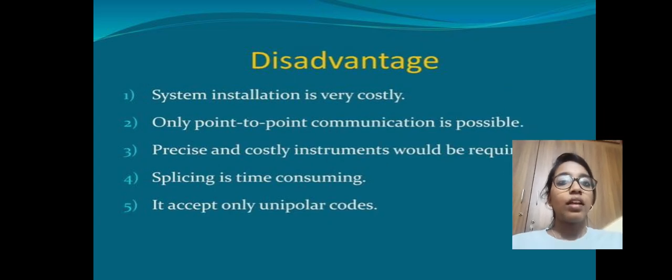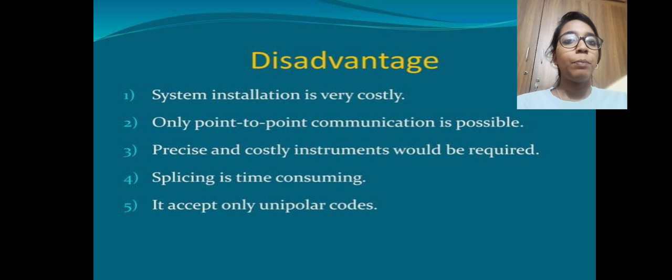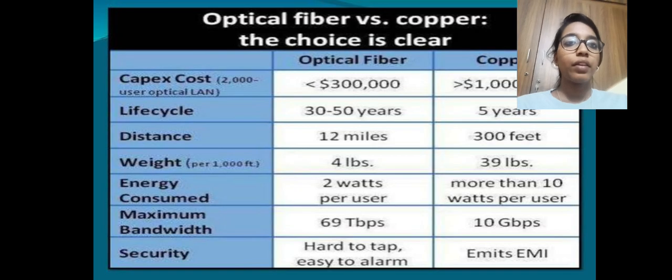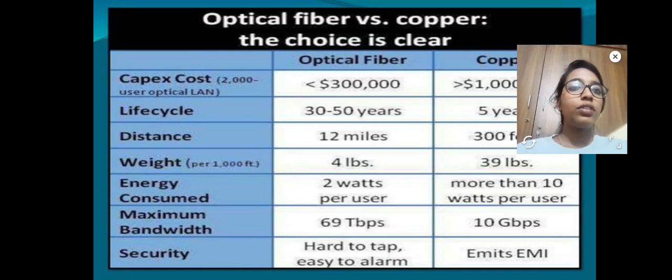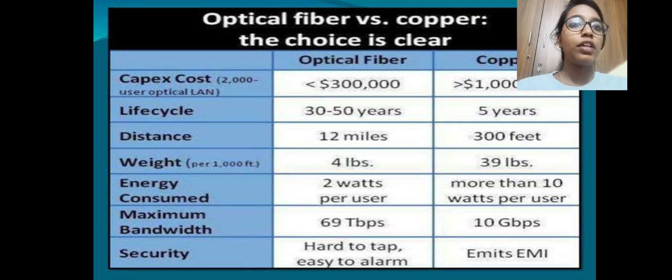Disadvantages. System initialization is very costly. Only point to point communication is possible. Precise and costly instruments would be required. Splicing is time consuming. It accepts only unipolar codes. Optical fiber versus copper, the choice is clear.